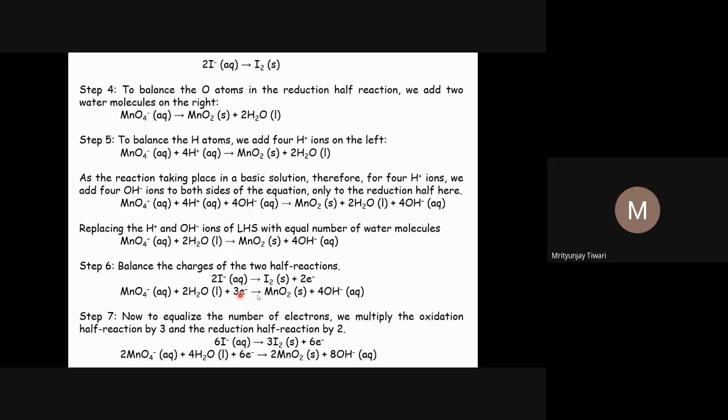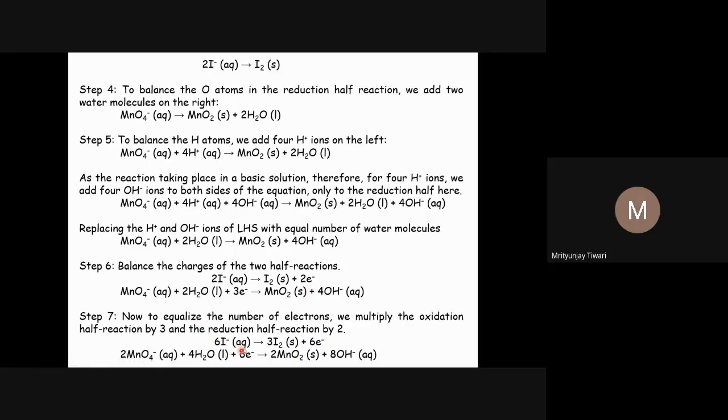Electrons are gained in the second half, and electrons are lost in the first half. So the number of electrons lost will be equal to the number of electrons gained, and that is what we do. So we multiply the first equation with 3, the coefficient 3, and the second equation with coefficient 2. After multiplying the first equation with 3, we get 6I minus gives 3I2 plus 3 into 2, 6 electrons. This is what we obtain.